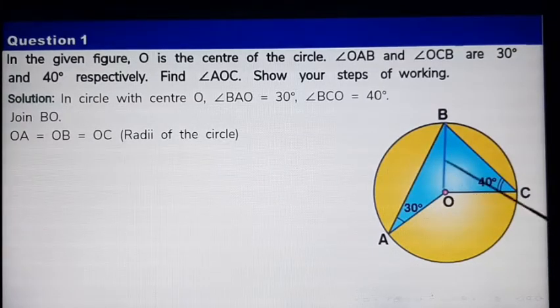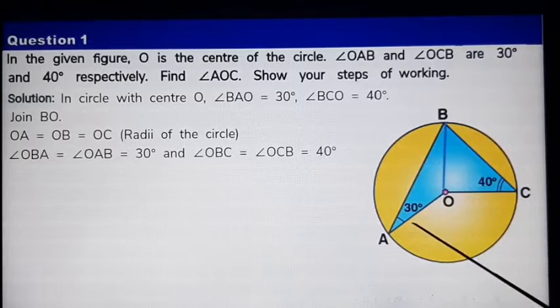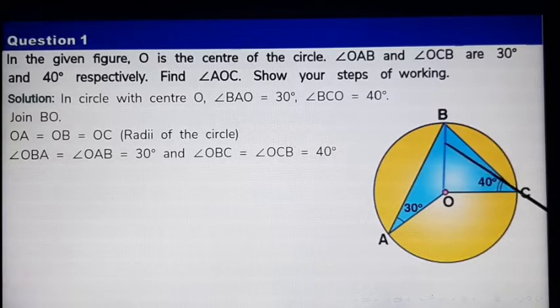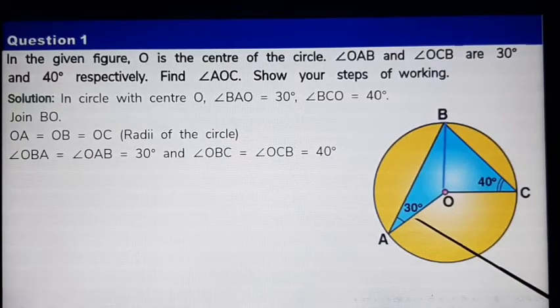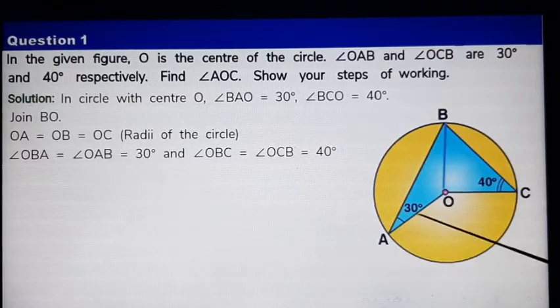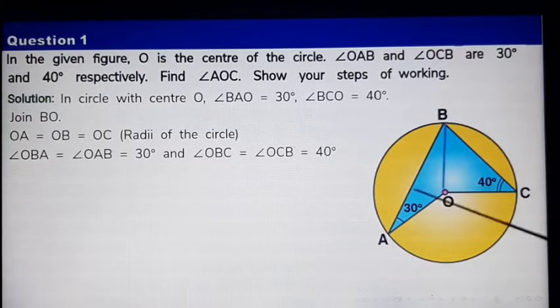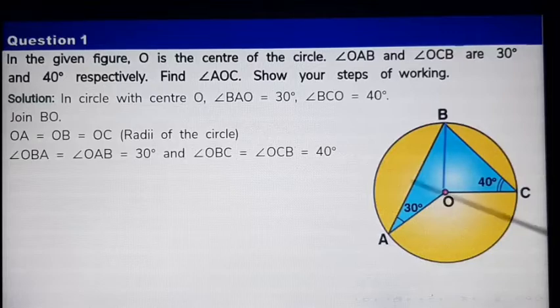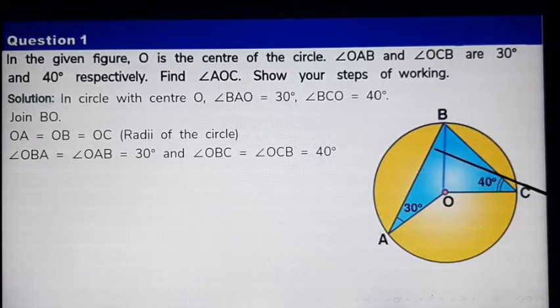From this triangle, we see that this angle and this angle will be equal to each other because we know that these two sides are equal. If these two are equal, then AOB is an isosceles triangle, and if this is an isosceles triangle, then this angle and this angle have to be equal. So angle OBA will be equal to angle OAB, which is equal to 30 degree. That means this angle is equal to 30 degree.